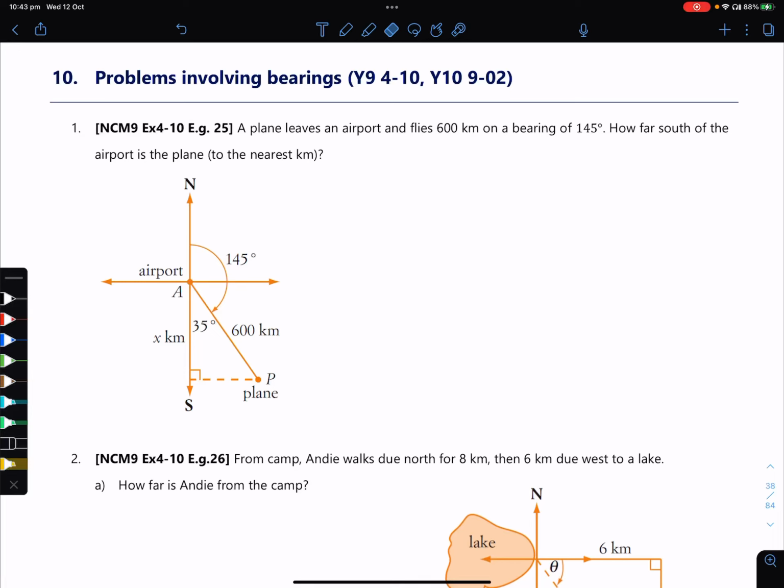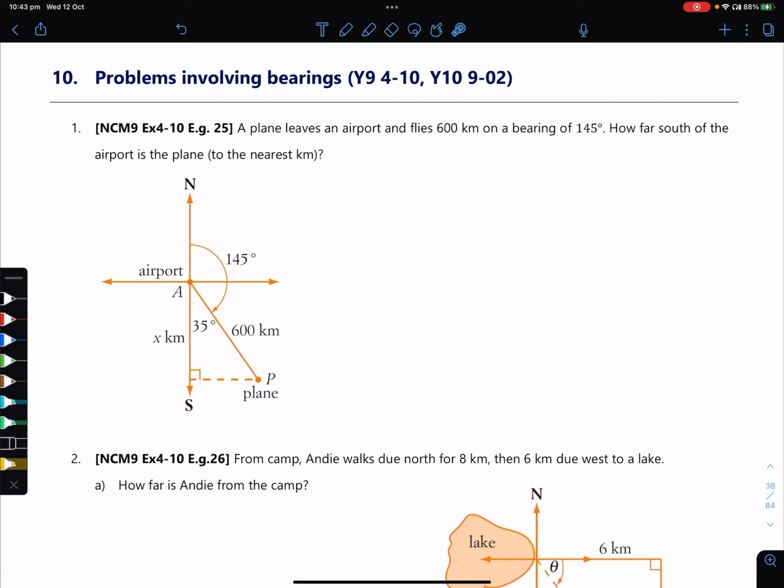In this next section, we're looking at problems involving bearings. In the first question, a plane leaves an airport and flies 600 kilometers on a bearing of 145 degrees. So that's the 145 degrees from north in a clockwise direction. And from the airport, the plane is going to fly this way. And they're going to fly 600 kilometers from that spot.